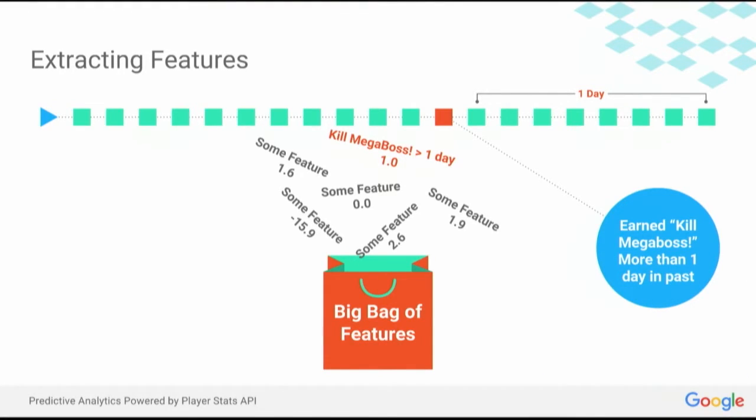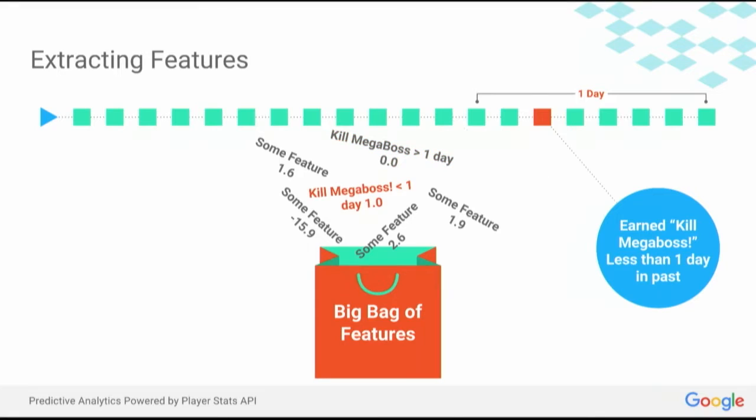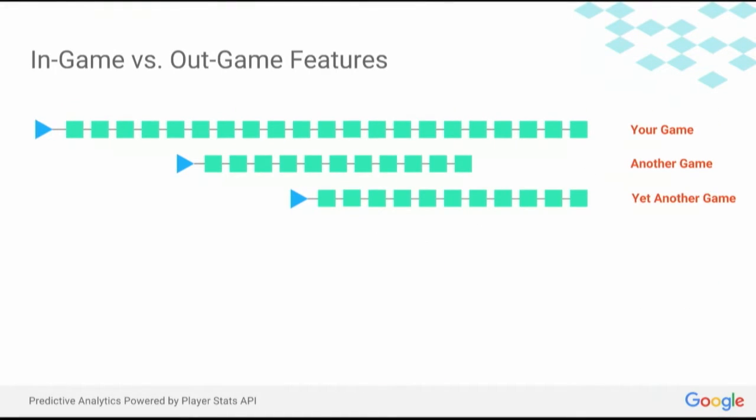So we really have two time frames in this example. We have the one-day window, and we have everything that happens before that. Let's say in your game that you have an achievement called the Kill Megaboss achievement. If the user killed a megaboss greater than 1 day ago, then a particular feature gets turned on, this one that I have highlighted in red. However, if the kill megaboss happens before 1 day is up, then a different feature gets turned on. So we're preserving some temporal information in the features that we dump into our big bag of features. Now technically this is something that you could do on your own, although I'm not sure why you would since we're doing it for free for you.